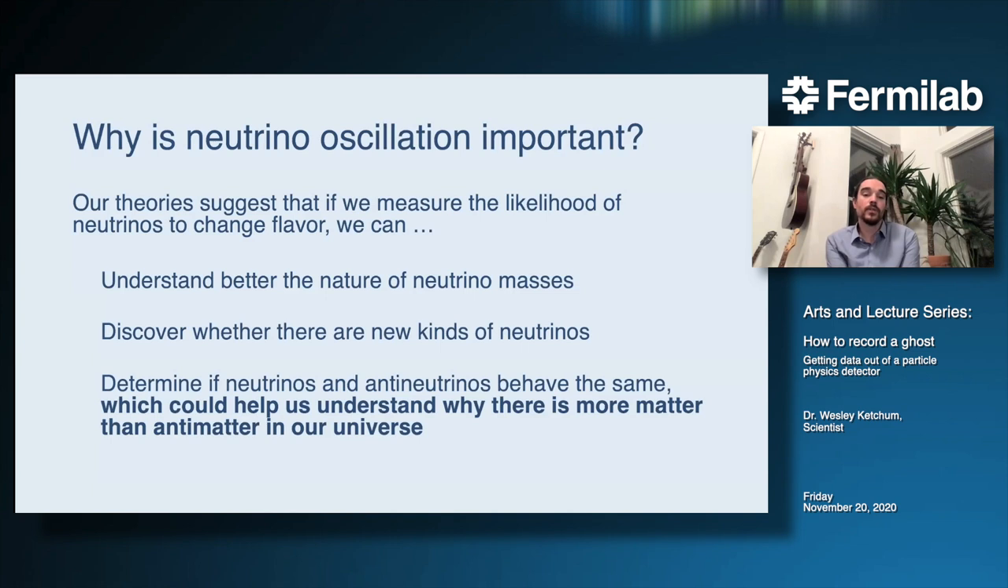And importantly, we can use this oscillation behavior to see if neutrinos and antineutrinos behave in the same way. That's a very important puzzle remaining in physics, to get to a much deeper level of why we see more matter than antimatter in our universe. And we think that neutrinos and antineutrinos behaving in a different way could potentially hold some of the secrets to where this matter and antimatter asymmetry in the universe is coming from. And so this is one of the key reasons that we really want to study this neutrino oscillation phenomenon.